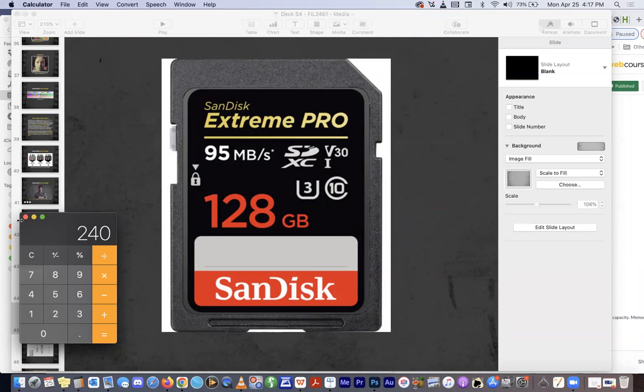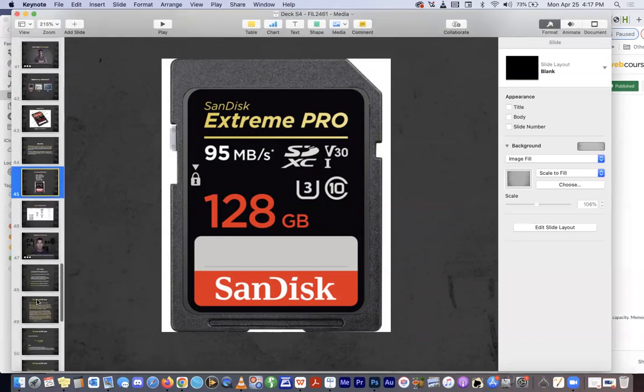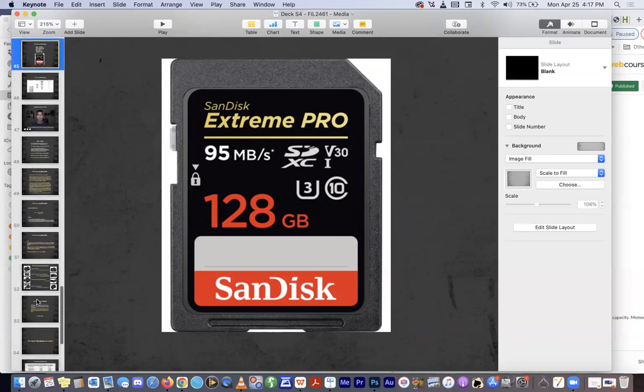We have to know something else. Does anybody remember what that other factor is that we have to be aware of before we can determine how much record time we have on a card? Do you guys remember what that piece of information is and where to find it?